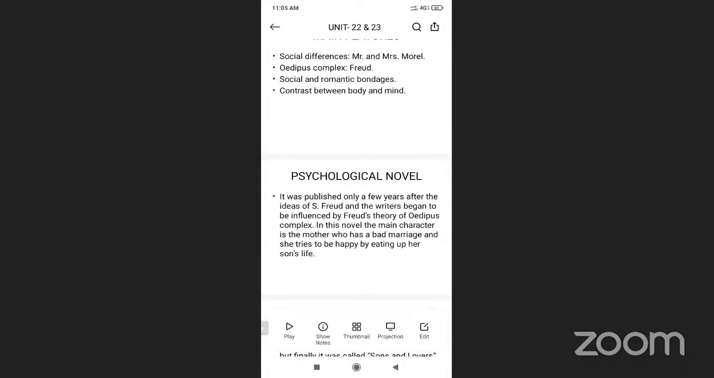That is the relationship complexity. The complexity of the relationship has been shown over here. And that complexity gave a kind of signal to the Oedipus complex. As I have already mentioned, this theory or concept was described by Sigmund Freud.